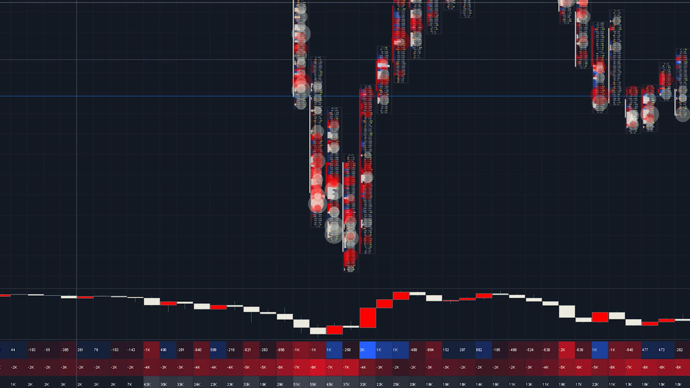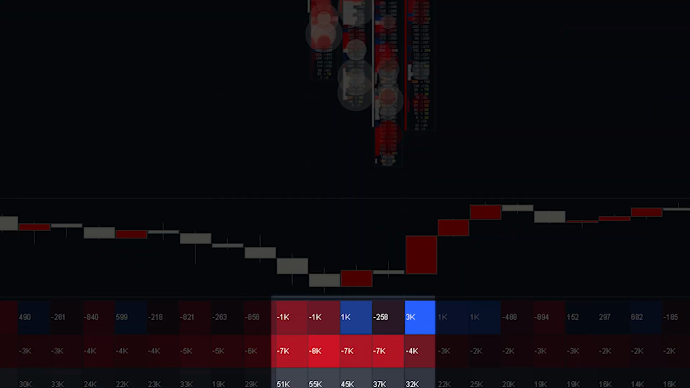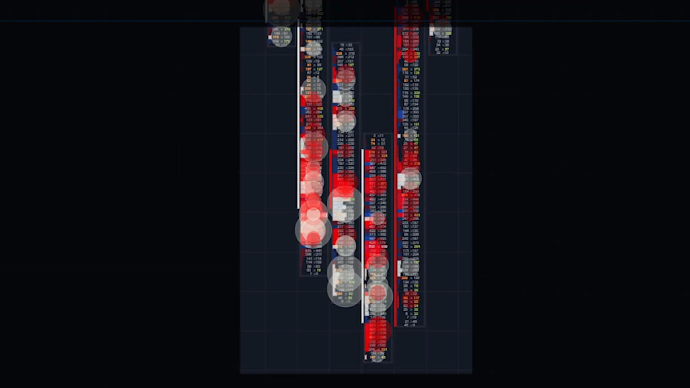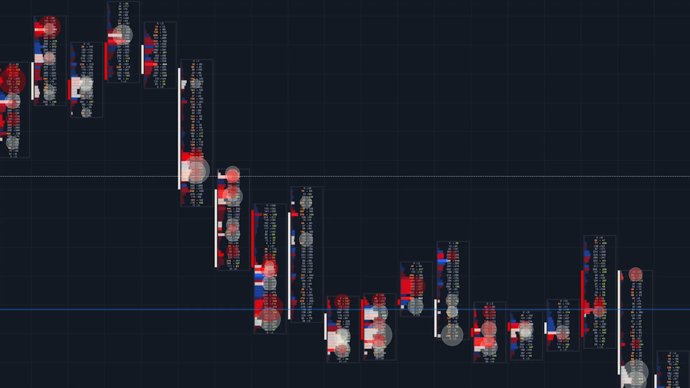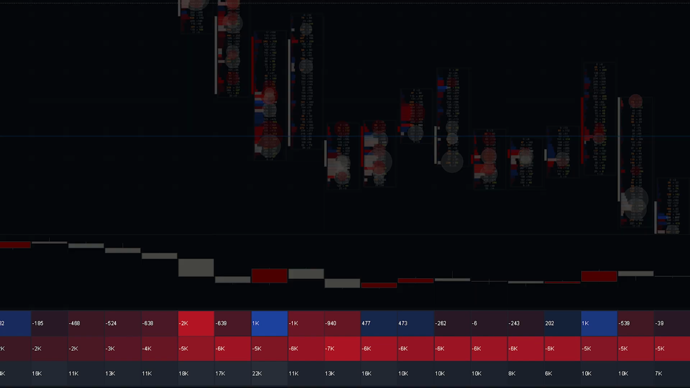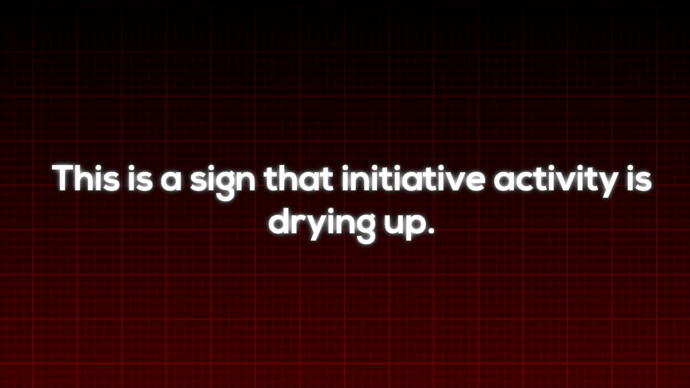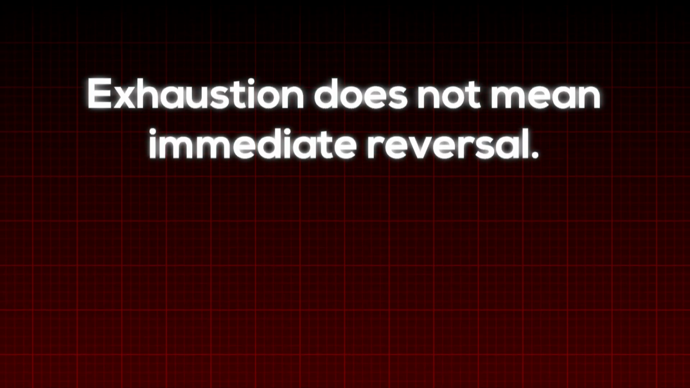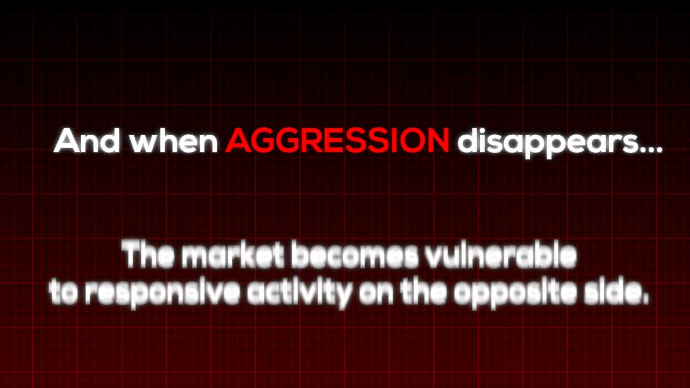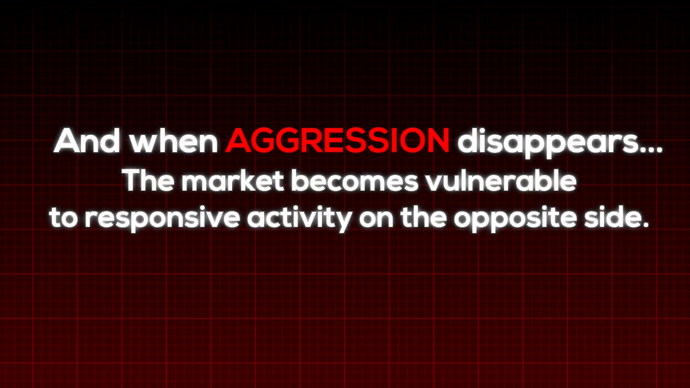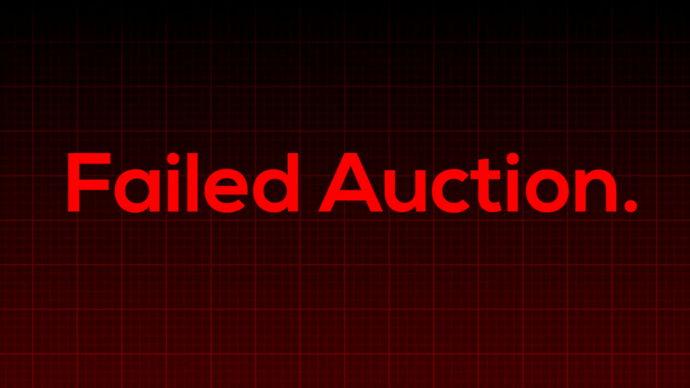Instead of seeing large aggressive prints, you start to notice smaller volume at the extremes, delta losing momentum, price struggling to extend further, volatility decreasing. You may still see price making marginal new highs or lows, but the participation behind the move is thinning. This is a sign that initiative activity is drying up. Exhaustion does not mean immediate reversal. It means the fuel behind the move is weakening, and when aggression disappears, the market becomes vulnerable to responsive activity on the opposite side.